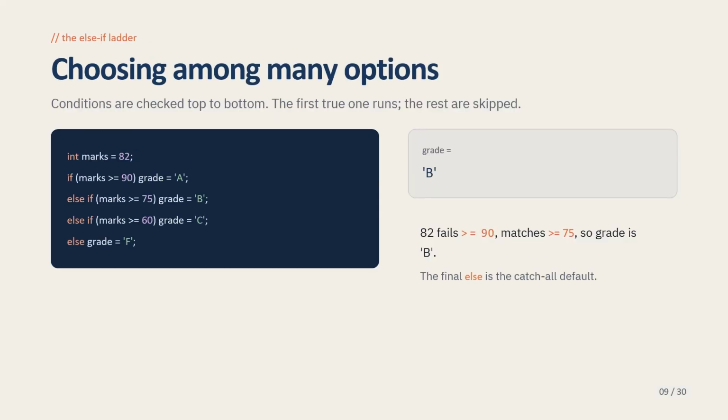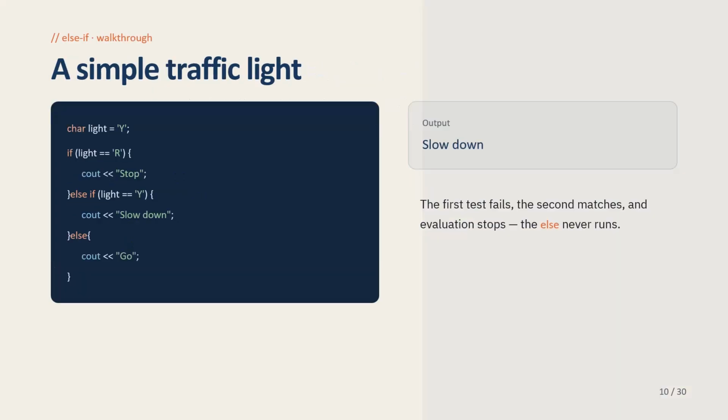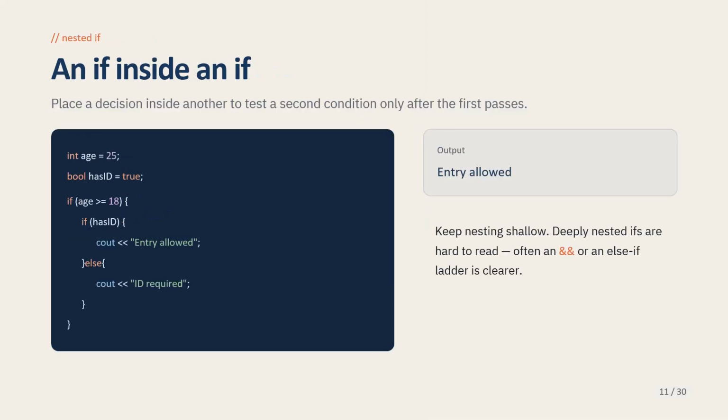Next comes the else if ladder. When you have many conditions to be checked, you can go for this else if ladder. Conditions are evaluated one after the other until the first true condition is found. If the first true condition is found, the remaining conditions are skipped. Here is a simple traffic light example problem.